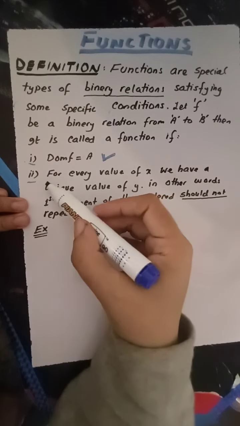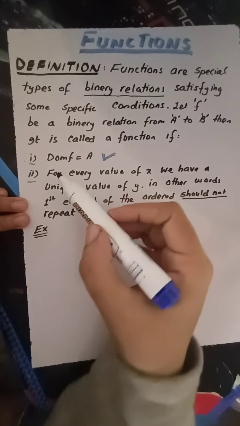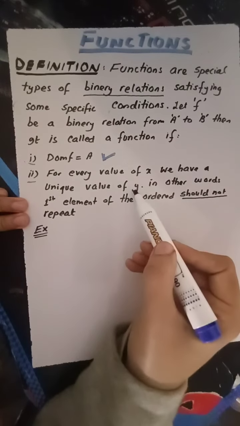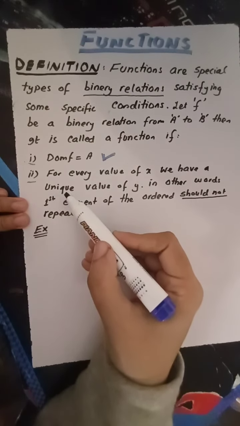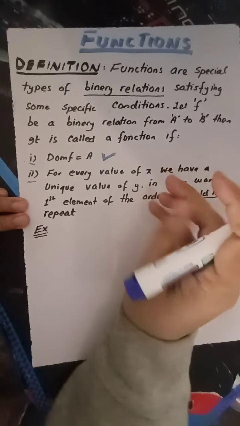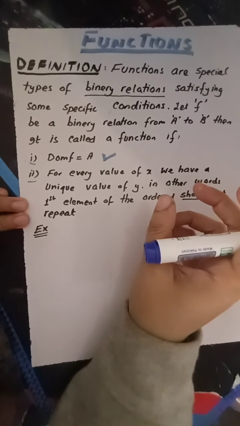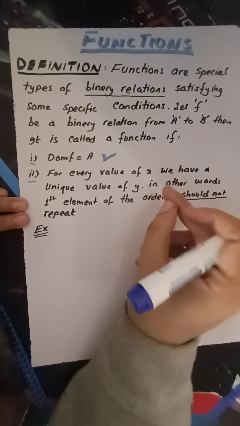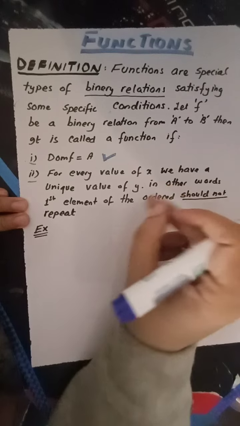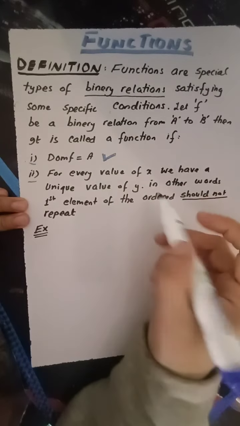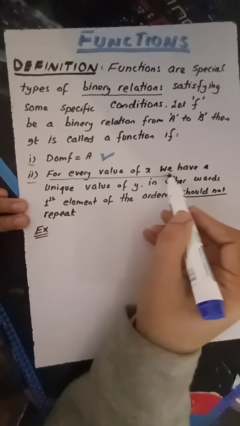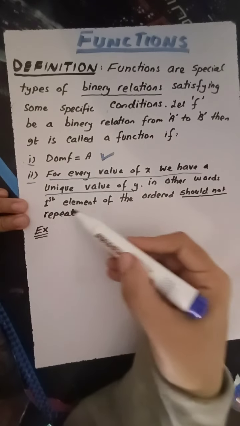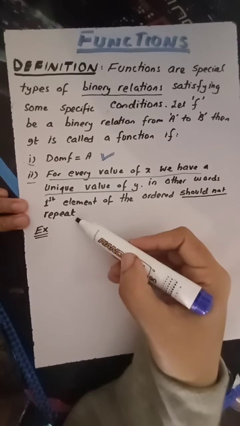The second condition is that you see whether for every value of X we have a unique value of Y. Unique means one and only one. In a binary relation we have different ordered pairs, so for each first element of an ordered pair, you should have one and only one value of Y, not more than one. In other words, the first element of the ordered pair should not repeat.